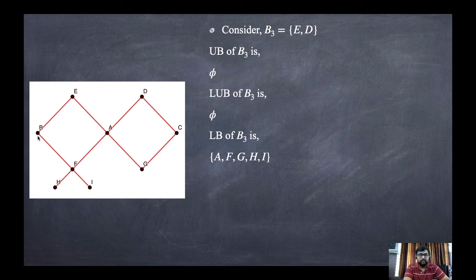Why? Because we cannot go from B to D. In the same manner, we cannot go from C to E. So except B and C, all will be the lower bounds. Now among all these, that is A, F, H, I, and G, what will be the greatest one? You can see that. What will be the greatest one? It will be A. Okay.